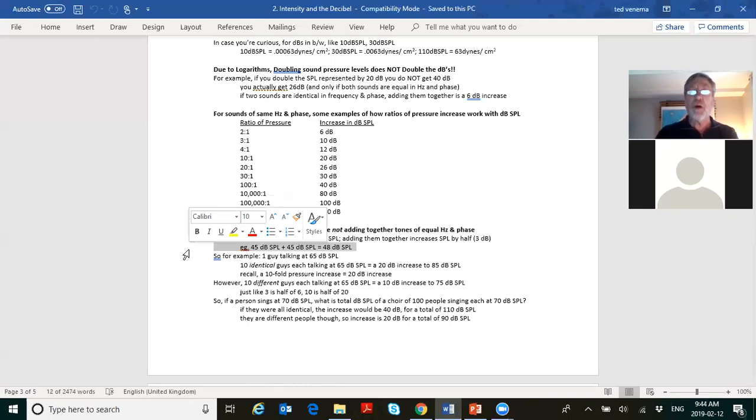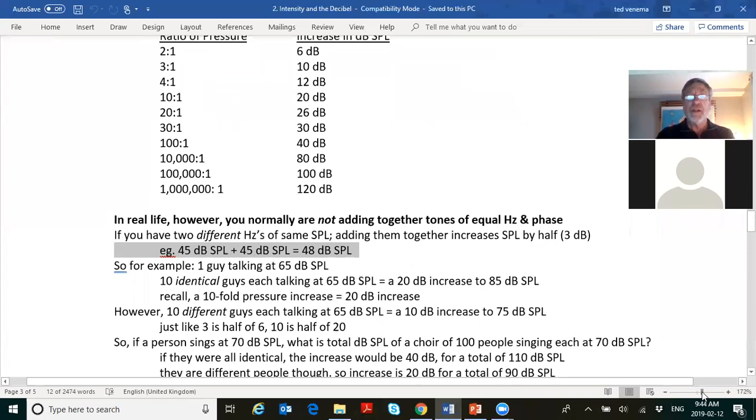So let's talk about people standing on the street corner talking. In real life, for example, you have one guy and he's talking at 65 dB SPL. By the way, circle that one. 65 dB SPL is average conversational speech. That's the intensity of average conversational speech.